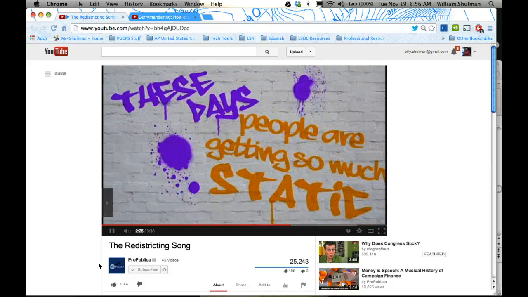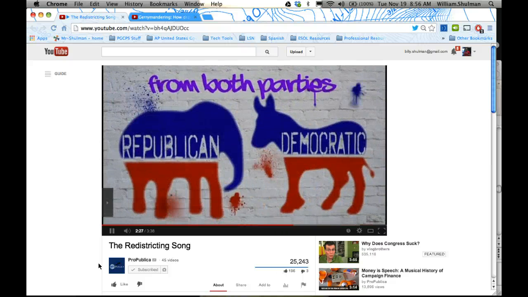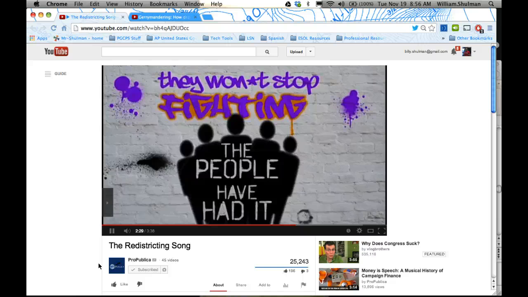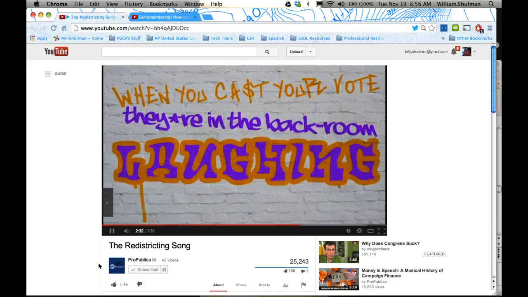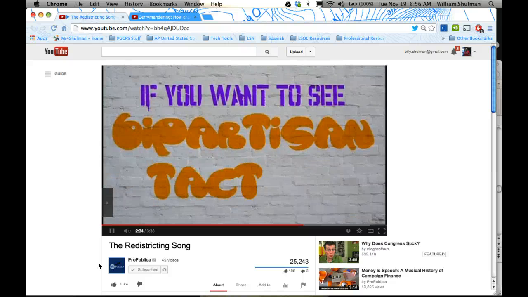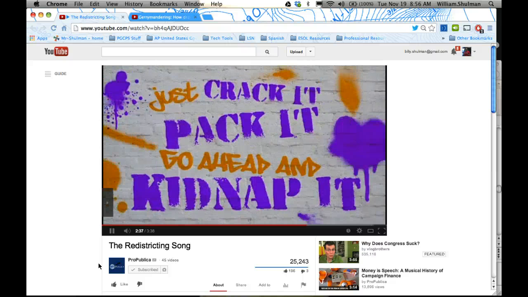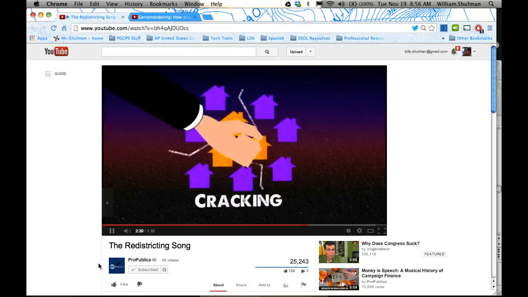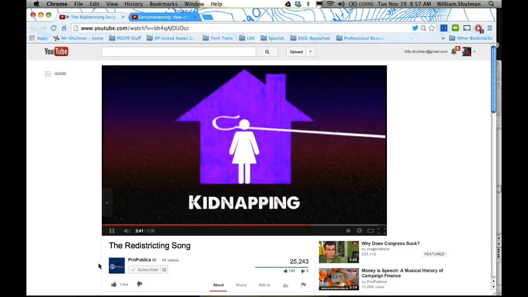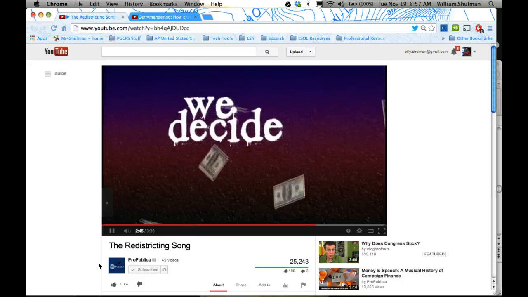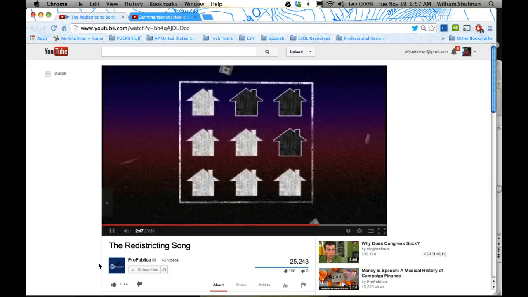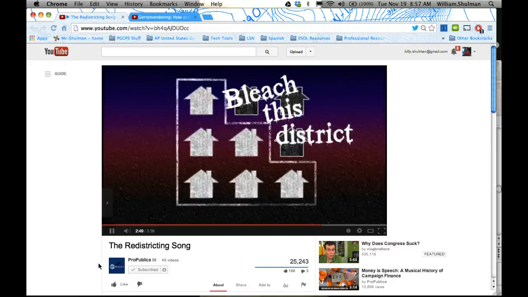These days, people are getting so much static from both parties, Republican and Democratic. They won't stop fighting, the people have had it, but they do agree on one thing. It's tragic, they want something, grab it, and when you catch your vote, they're in the back room laughing. If you want to see bipartisan tax, just crack it, pack it and kidnap it. Hacking and cracking, kidnapping, hijacking. We decide how we divide. Reach this district, draw the lines.